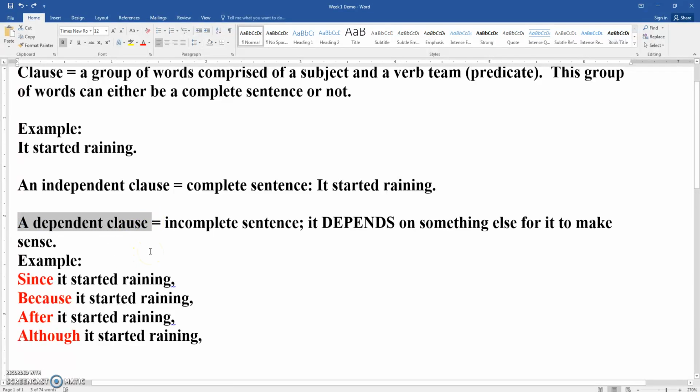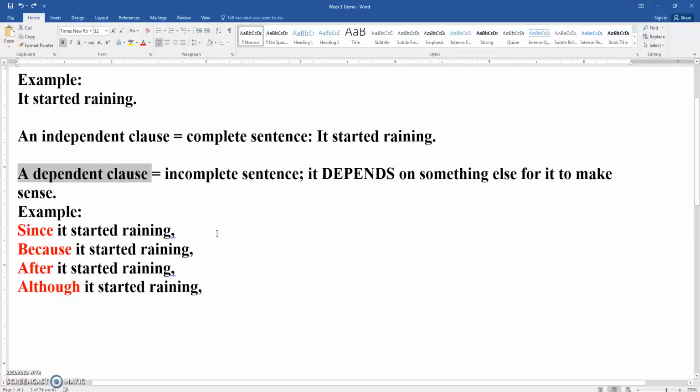A dependent clause is an incomplete sentence because it depends on something else for it to make sense. Take a look at this group of clauses. Since it started raining. Even though this clause has a subject and a verb team, it is an incomplete thought because of this word right here. Same thing in this example and the following examples.